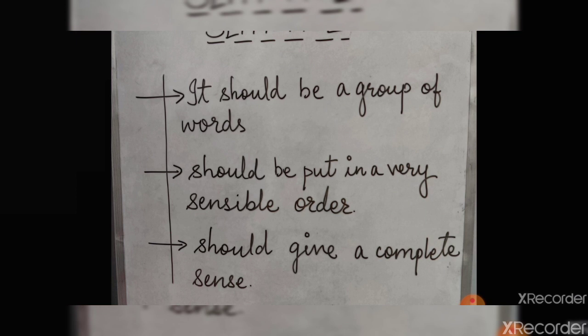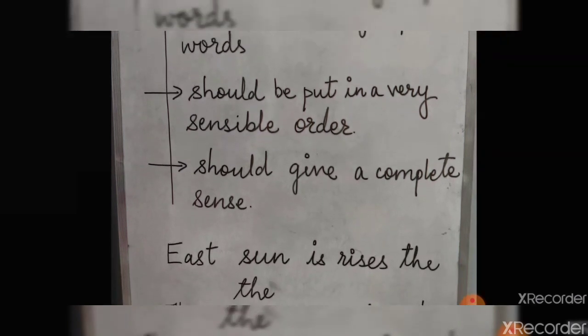To understand better, here is an example. The group of words is: east, sun is, rises, the. If you read these words, you won't understand what this is trying to tell us. But it is a group of words. This is something that we cannot deny. But is it giving a complete sense? No. And how do we know that it is not giving a complete sense? Because it is not put in a sensible order.